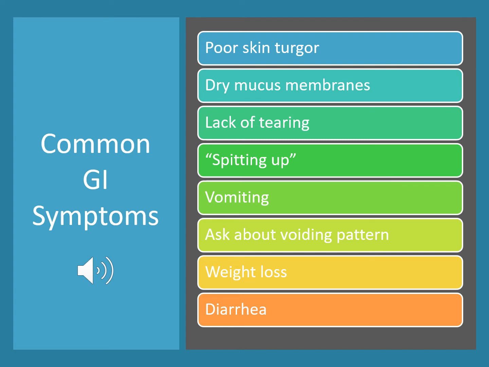One that I would like to point out that you don't necessarily think about in the adult is lack of tearing. Oftentimes with infants and young children, when they cry, they tend to have tears. If they are upset or look like they're crying, but you don't see any tears, that could be a sign of a GI symptom or getting into dehydration.